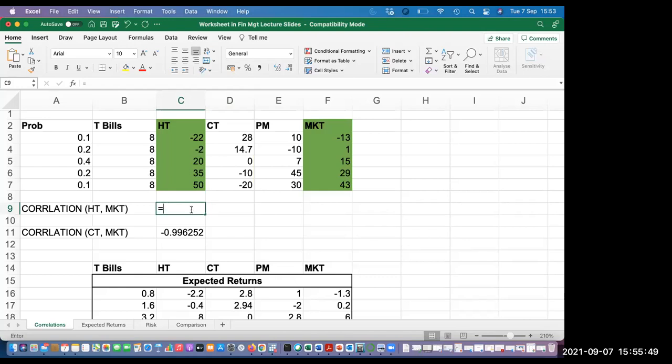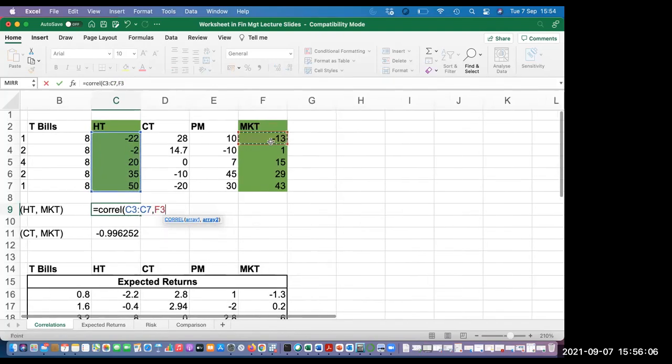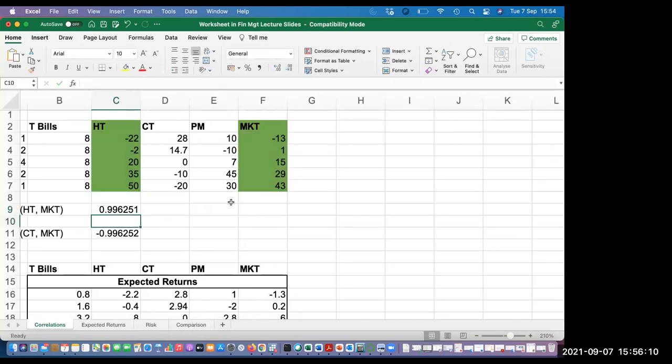It's equal to CORREL. CORREL is correlation. And it says we should select array 1. So we pick the returns of HT. Then you do a comma. And then you pick the returns of the market. And then you close brackets and press enter. And that will give you the correlation of HT with the market. What does this mean?